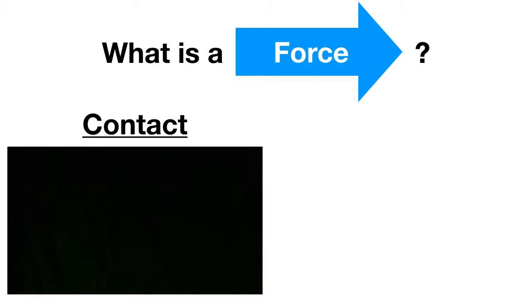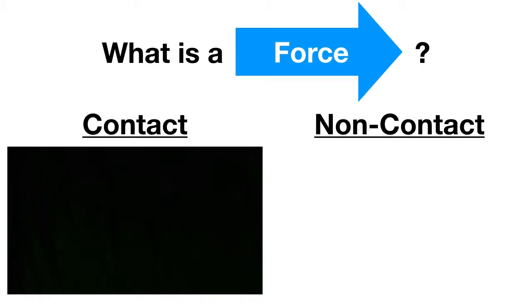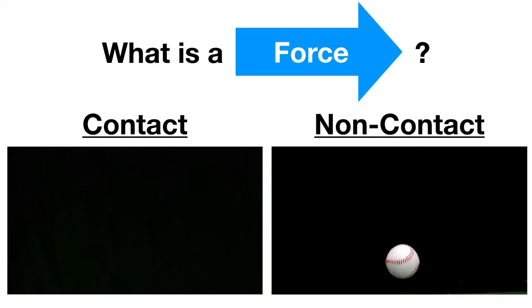The other type of force is a non-contact force. For example, this baseball is falling through the air. Even though nothing is touching the baseball in the air, it's falling because it's being pulled by gravity. Gravity would be a non-contact force.